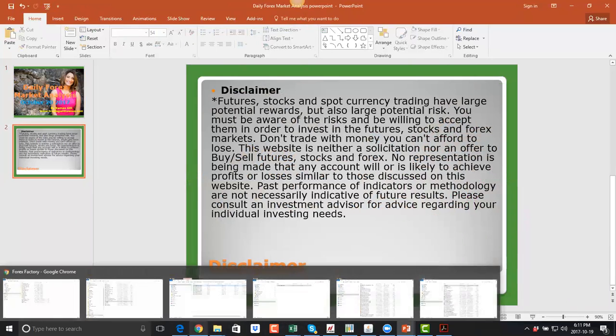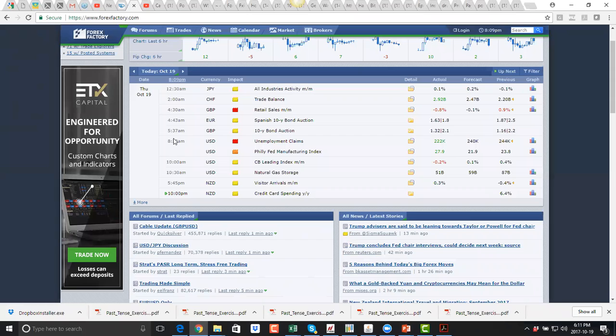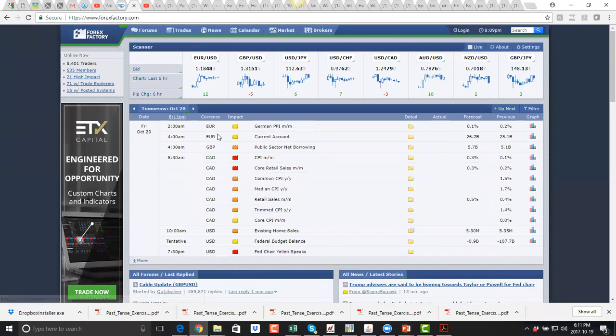Let's go on to our Forex Factory here. Thursday, not a whole lot in terms of news. We had retail sales and employment numbers for the US. And coming up tomorrow, we have CPI numbers, which are inflation numbers, and core retail sales numbers for Canadian dollars. So these will be very important. Sorry, for Canada. So they'll be very important for the Canadian dollar.